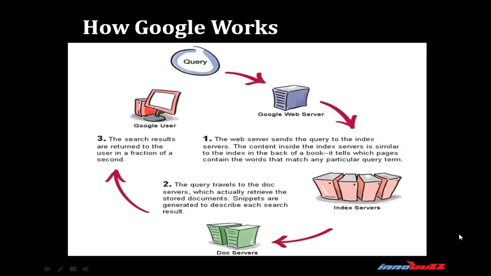An important point to think about is how Google works. When a user puts his or her query in the Google search engine, it first goes to the Google web server. Then the Google web server sends the query to the index server. The content inside the index server is similar to the index at the back of a book. It tells which pages contain the word that matches any particular query term. Then the query travels to the doc server, which retrieves the stored documents. Snippets are generated to describe each search result. The search results are returned to the user in a fraction of a second. Hence, Google works this way.